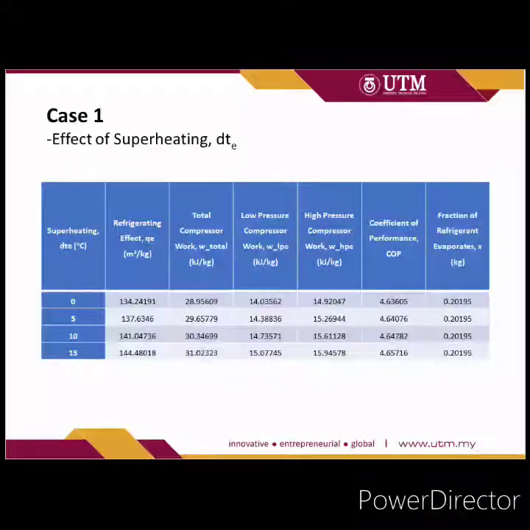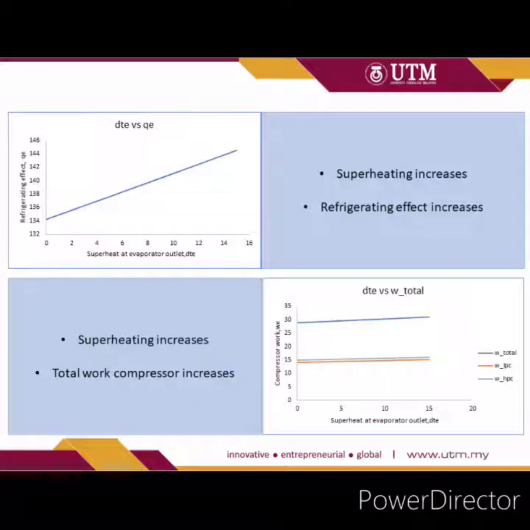Next, we go to the first case study, which is the effect of superheating at evaporator outlet. From this table, we can see that the value of superheating is increased from 0 to 15 degrees Celsius. This table also shows us the output results of this case study. Next, we go to the results of this case study, which is the first graph. The graph shows superheating versus refrigerating effect.